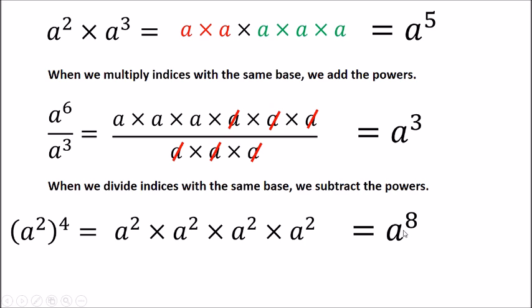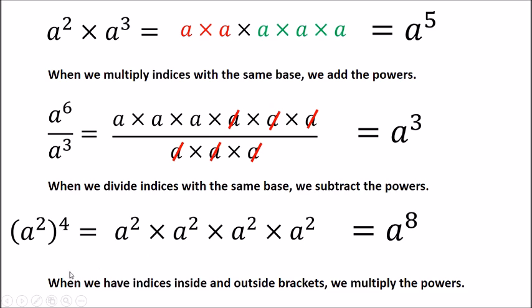So what is the quick way I could have answered this question? Well, 2 times by 4 gives me 8. So I can say when I have powers inside and outside of my brackets, we multiply them together. So 2 times 4 gives me 8.